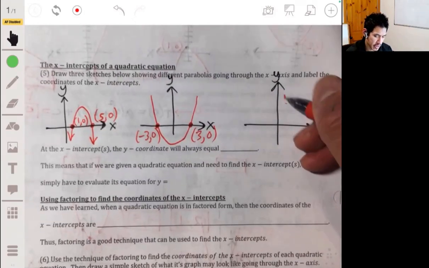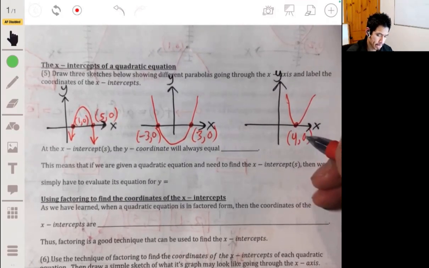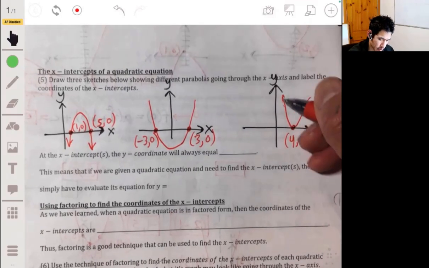And let's just make one that has only 1 x-intercept. Let's just call that (4, 0). A little crooked, but all right.